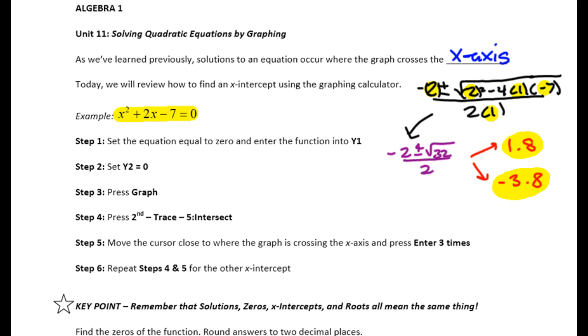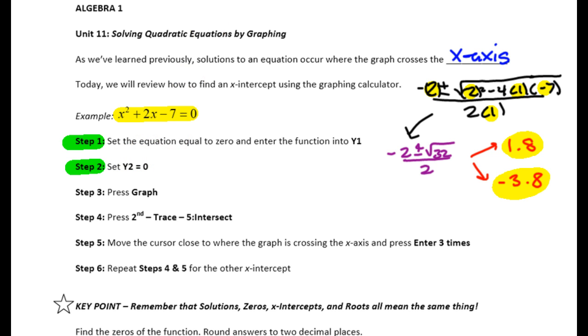Okay, so here's how we use the graphing calculator. All right, so step 1. You set the equation equal to 0 and enter it into the Y1 screen in your calculator. So it's in standard form. We're going to type that in. All right. Step 2. You are going to set a second equation. You're going to set the second y equals to 0.